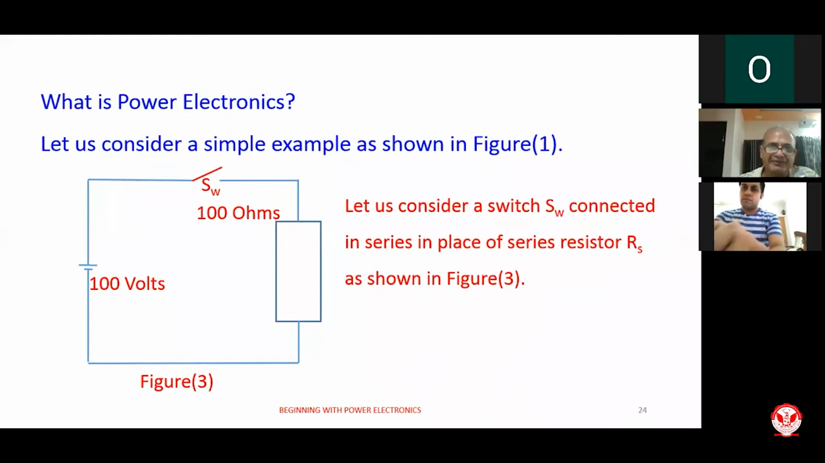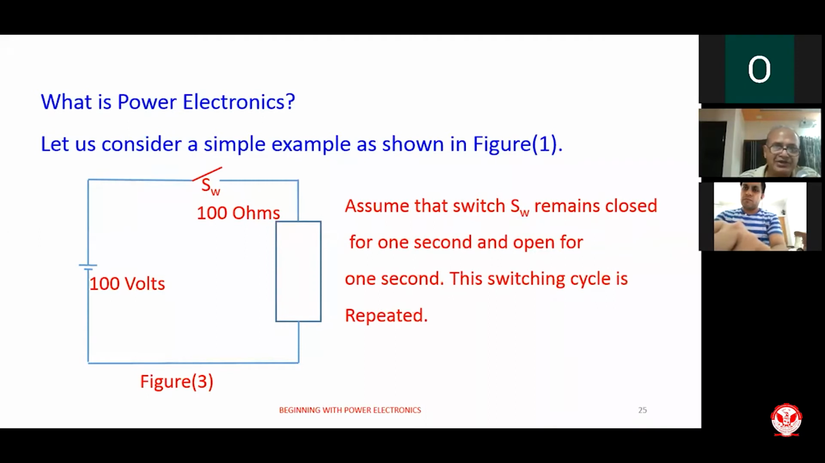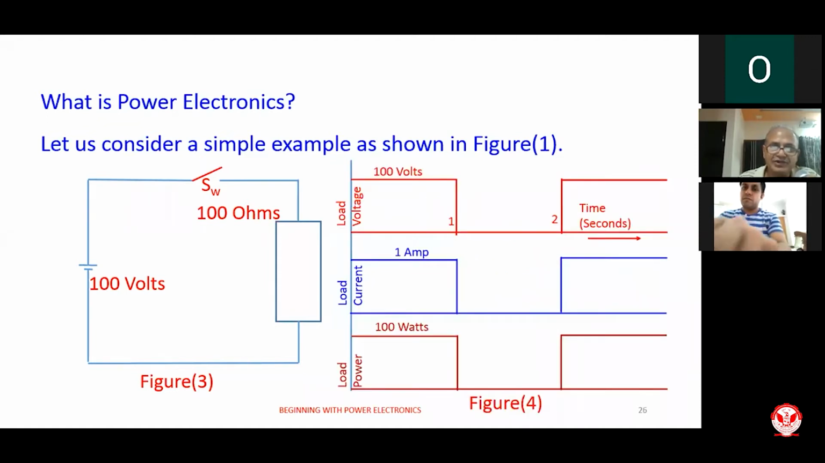Let's consider a switch SW is connected in place of that series resistor RS. The same has been shown in the adjoining figure. Assume that switch SW remains on for 1 second and remains off for 1 second, and the switching cycle is continuously repeated. This is shown in the diagram adjacent here.